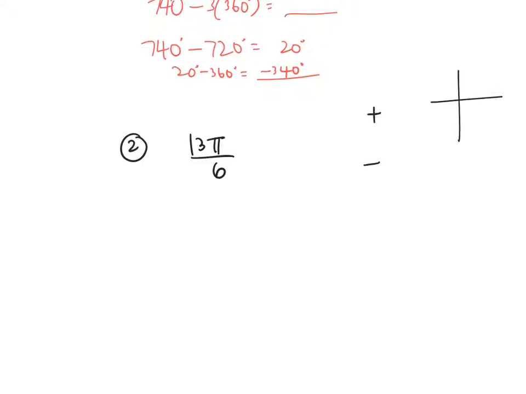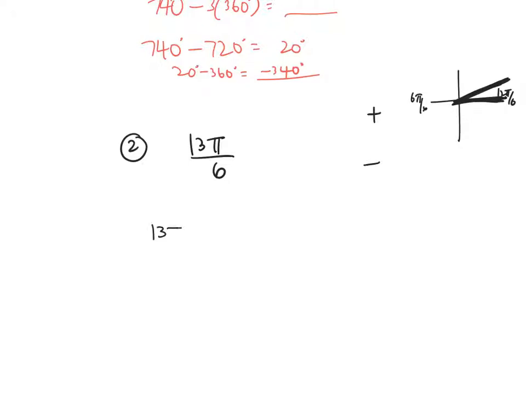So 13 pi over 6, so 6 pi over 6 would be here, 12 pi over 6 would be here, 13 pi over 6 would be somewhere right here, right? And we're looking for coterminal angles, so angles such that if I were to draw them, they would end up looking the same. They're going to end up here.